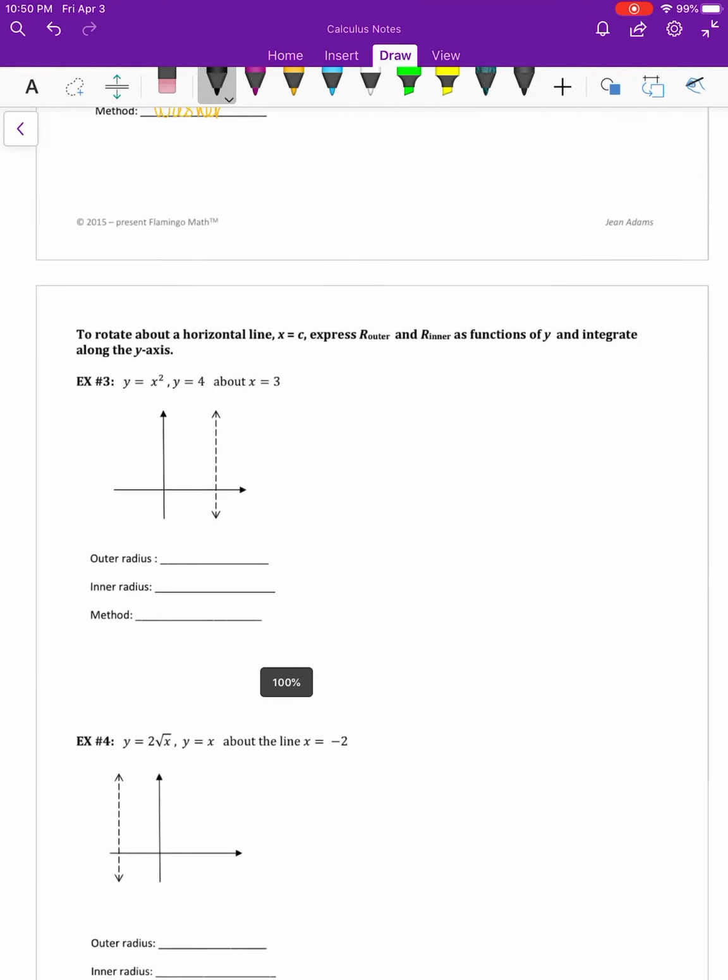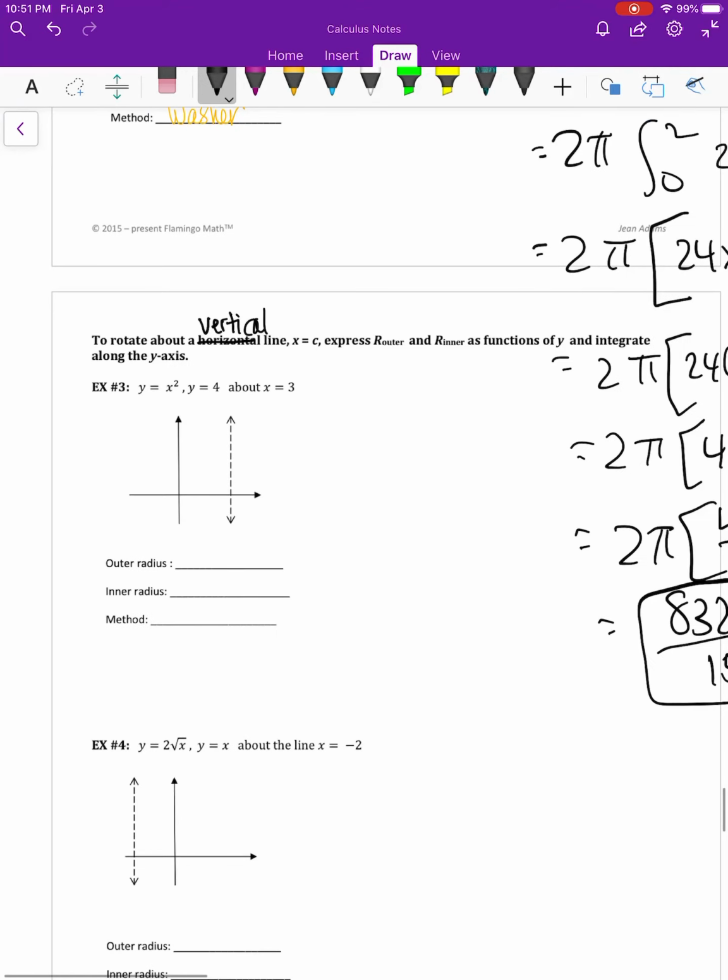Okay, so now let's look at this example. y equals x squared, y equals 4, and about x equals 3. So this region right here is the region that's bounded by those first two functions. And we are rotating it about the line x equals 3.